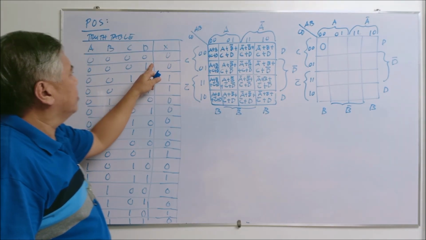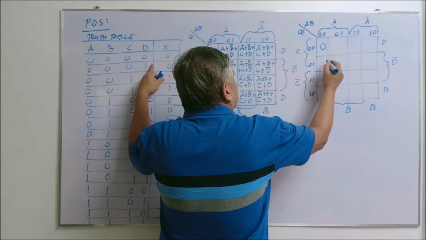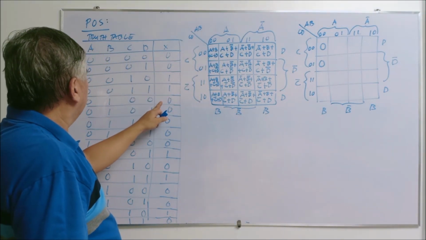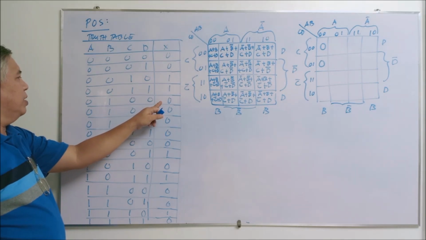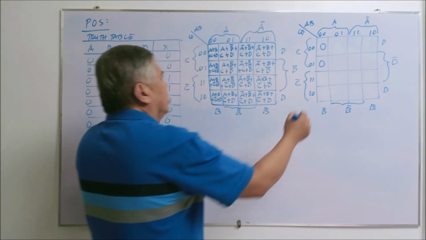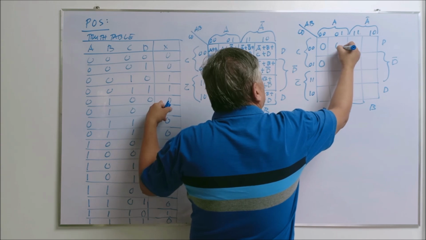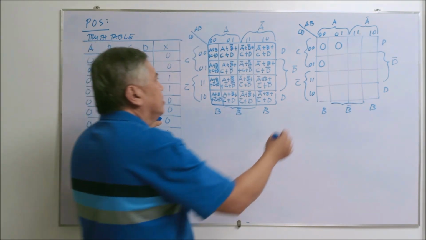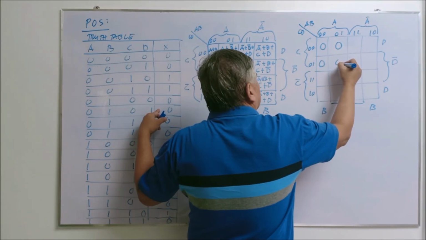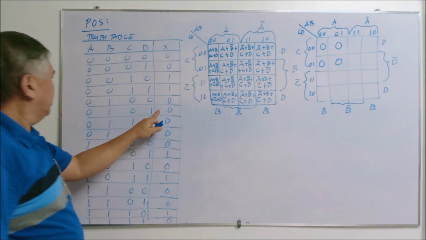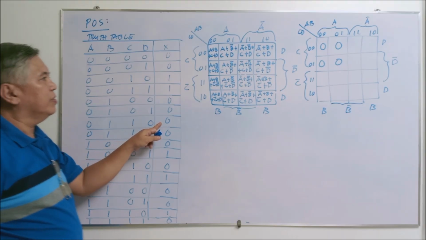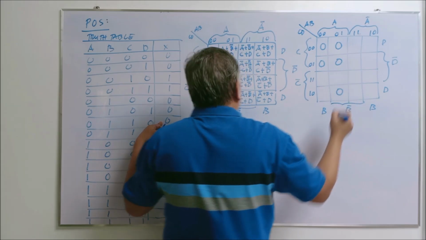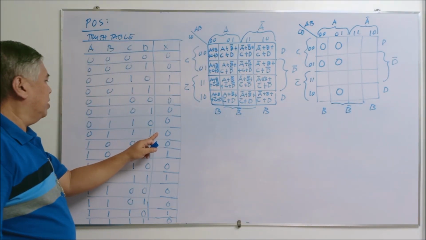Then you have 0, 0, 0, 1. You put 0 instead of 1. And then this one, 0, 1, 0, 0, another 0 here. And then 0, 1, 0, 1, another 0. And then 0, 1, 1, 0. Then 0, 1, 1, 1.